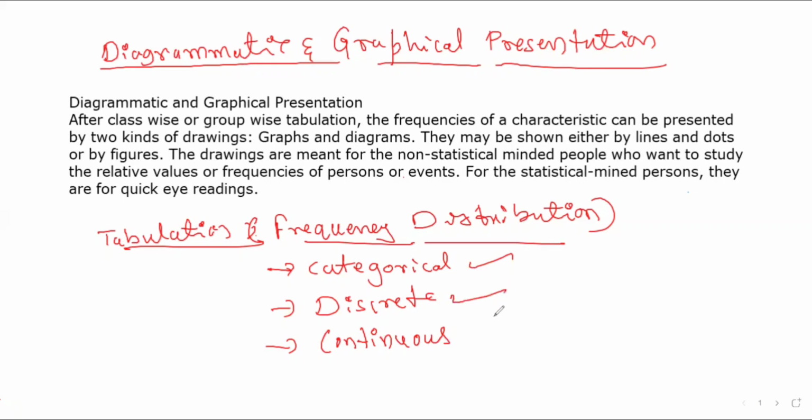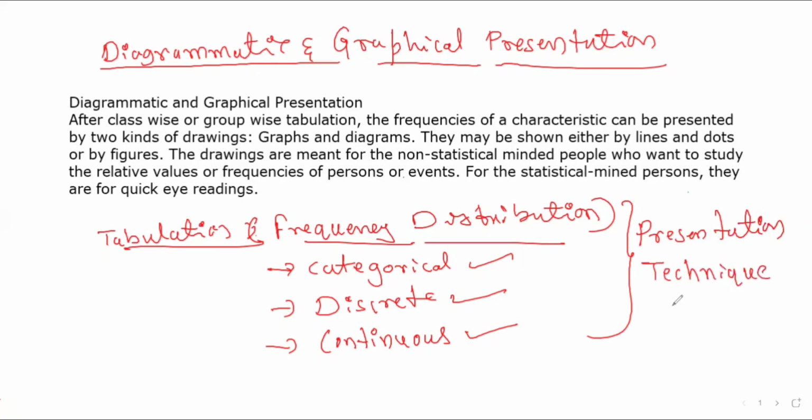Then we use the discrete frequency distribution whenever we have quantitative data. At that time we use discrete as well as continuous frequency distribution. These are nothing but presentation techniques only, right? Frequency distribution is one of the simplest, easiest presentation techniques.